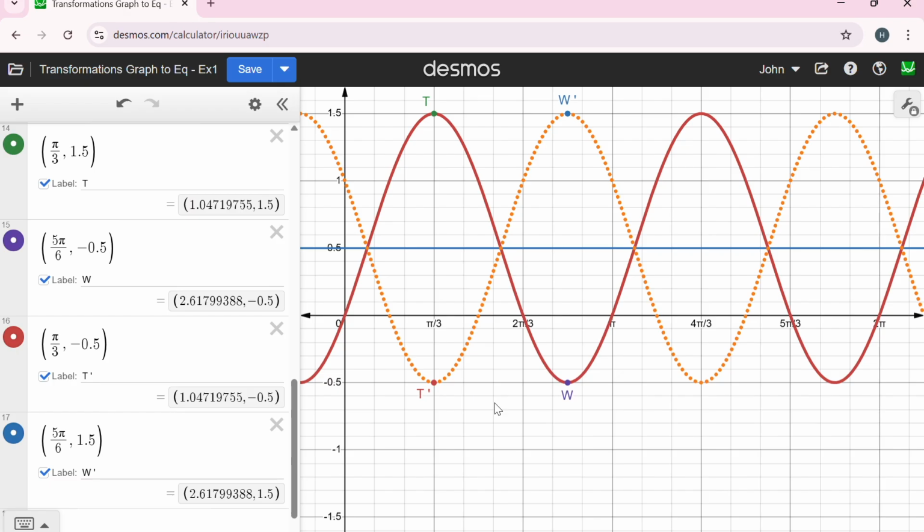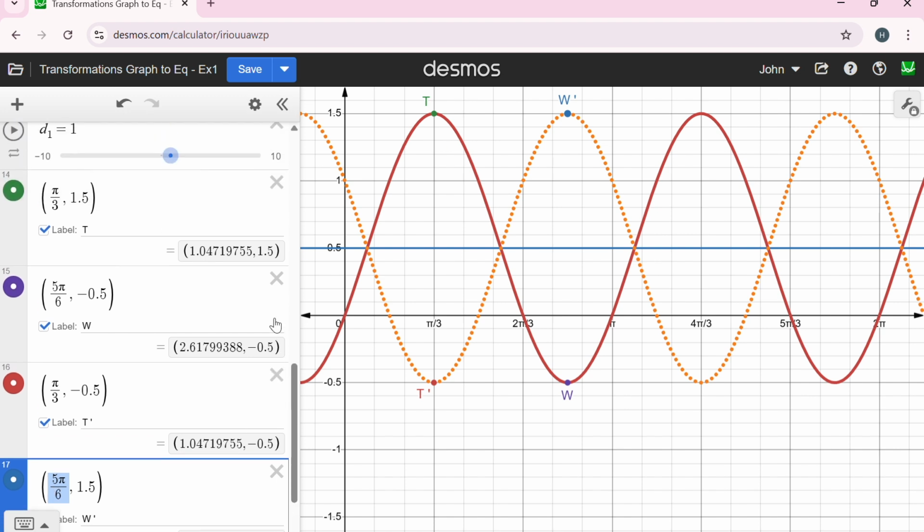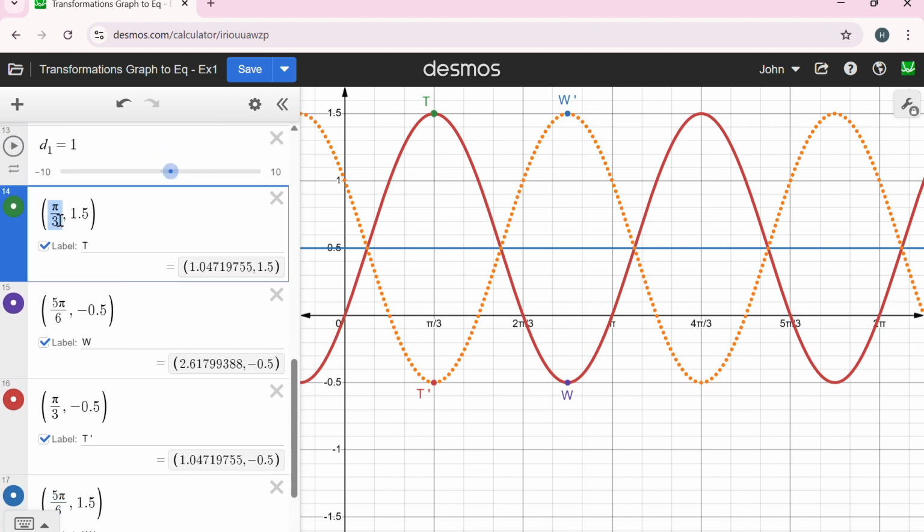So the trick becomes, how do I get W prime to go back to where T is? How many units is that? So if I go from W prime, that's 5 pi over 6 units, to T, which is pi over 3, so that's 5 pi over 6 minus 2 pi over 6, that's 3 pi over 6, or pi over 2 units to the left.